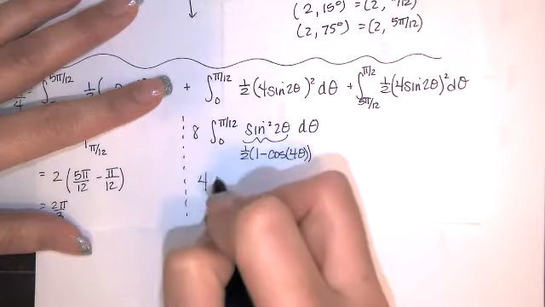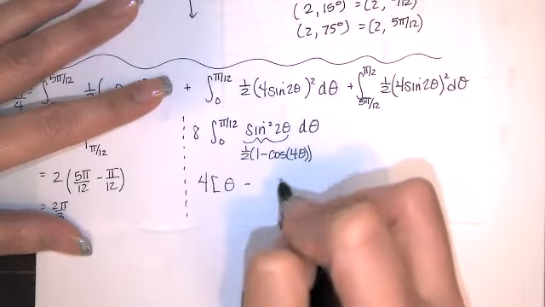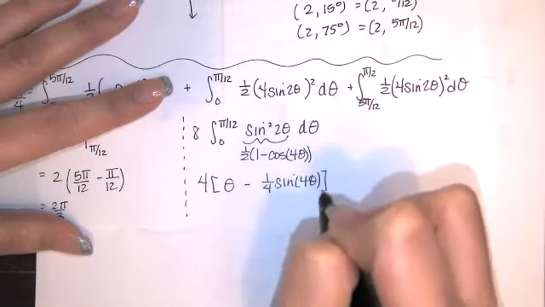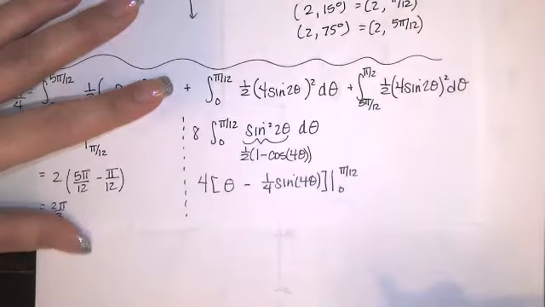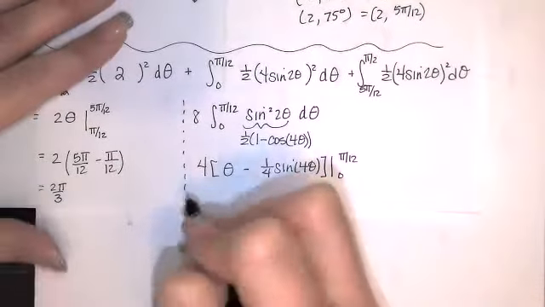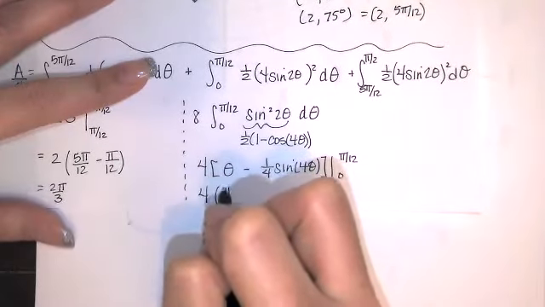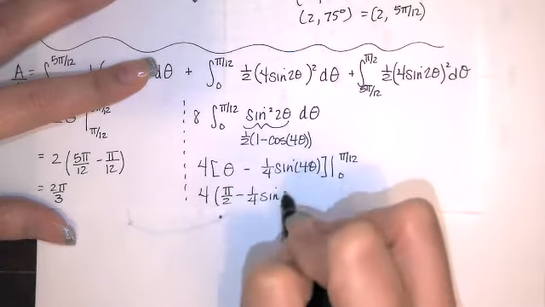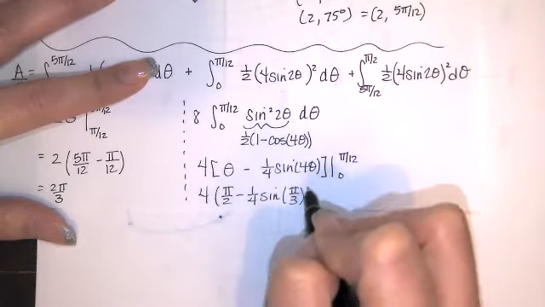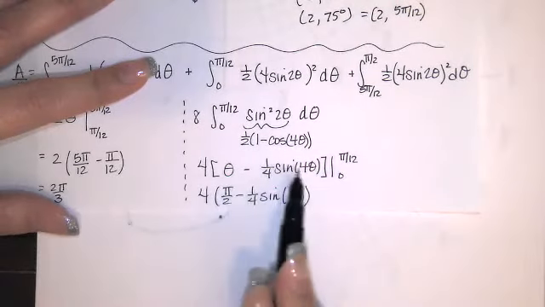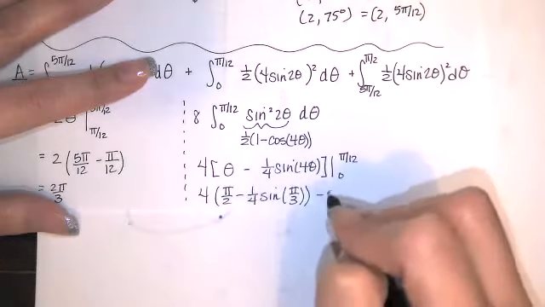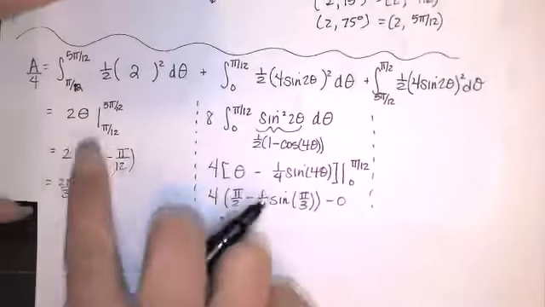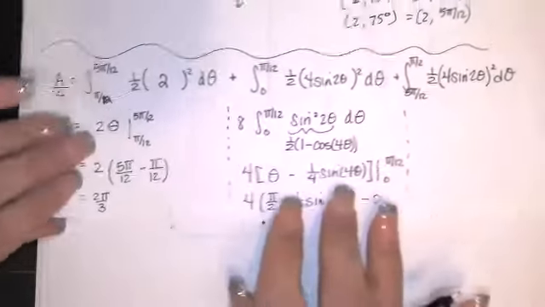The antiderivative of 1 is theta. The antiderivative of cosine of 4 theta is sine of 4 theta. We'll divide by 4. And then we'll substitute 0 and pi over 12 and subtract. So we've got 4 times pi over 12 minus 1/4 sine of pi over 12 times 4, so that's pi over 3. And then at 0, we have 0 minus sine of 0, which is 0. So we just get 0 there. Okay, so that's part of our answer. And that's part of our 1/4 of the total area that we're looking for.